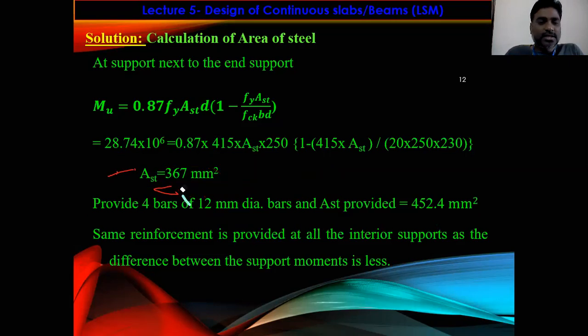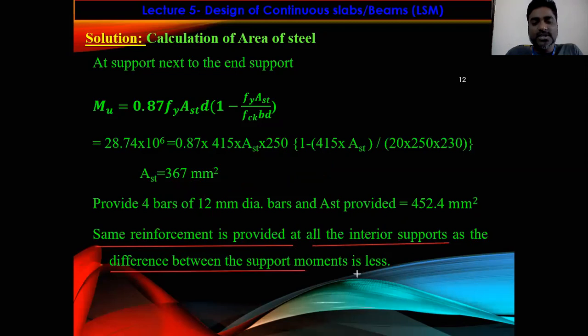So the same reinforcement I would like to provide at the other interior supports also. I have written that the same reinforcement is provided at all interior supports as the difference between the support moments is less. That is why I am providing the same reinforcement for the other interior supports. So this is how you need to determine the area of tension reinforcement for supports.